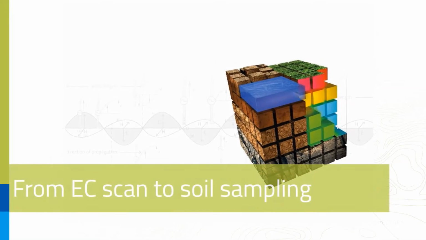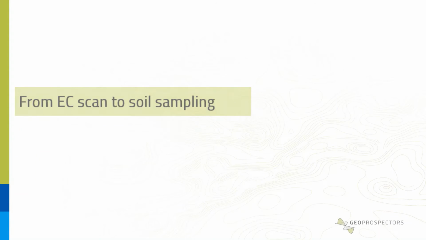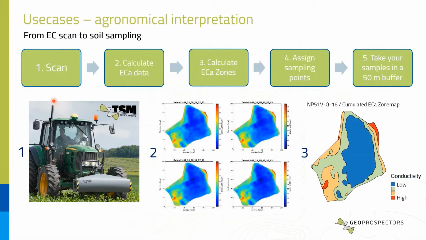So let's start with the first use case, namely from EC scan to soil sampling. In this example, I'm going to show you how you can interpret soil EC data, how you can scan, how you can plan your management zones, and how you can take your soil samples and at the end take your soil samples to the soil laboratory. Management zones based on EC data give you the best result for treating your soil in the best way. So let's see step by step how we can get our soil sampling maps right out of the EC scannings.